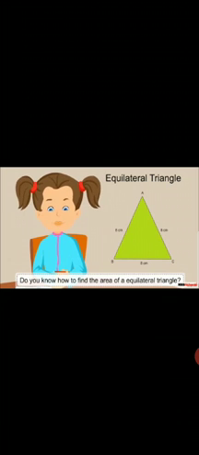Then Ria excitedly says, "This is an equilateral triangle because each side is 8 centimeters. I know the formula to find the area of the equilateral triangle. It is root 3 by 4 into side square."